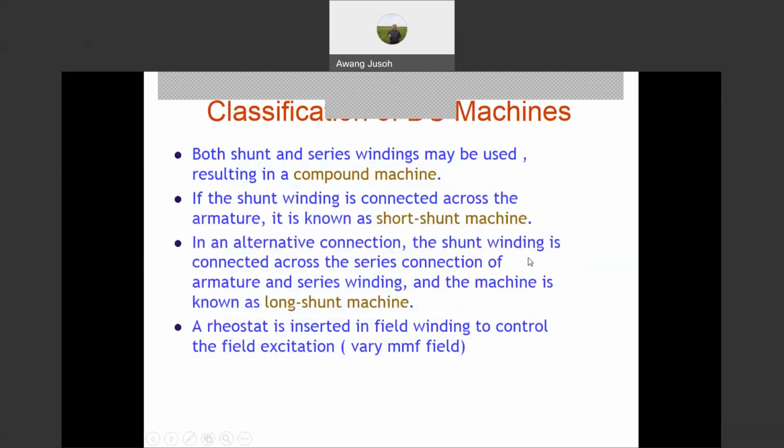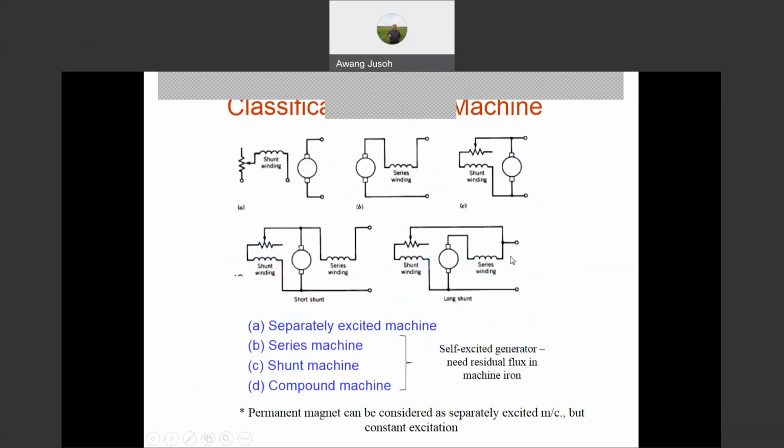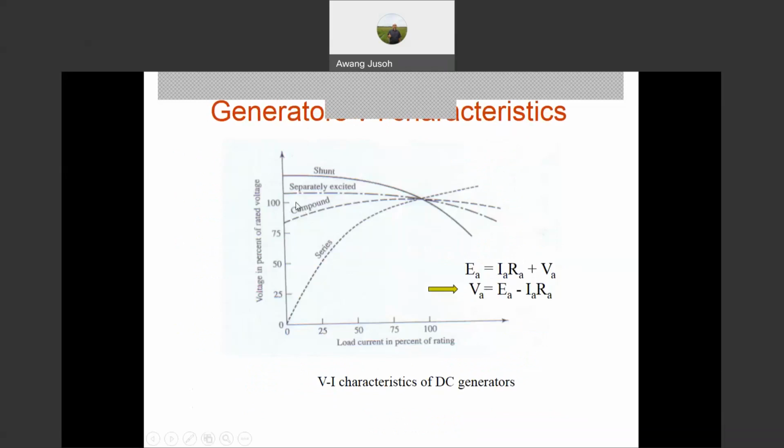Okay, this is some kind of waveform, the characteristic. When we change the configuration between field winding and armature winding, we can have this kind of characteristic, VA versus IA. You can see here, this shunt. For shunt, when you apply more loading to the machine, the terminal voltage will drop like that. The bigger the current, the bigger the drop. So its voltage regulation is not so good.